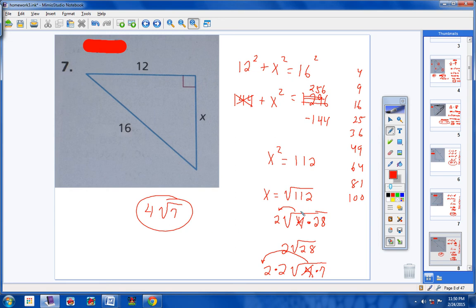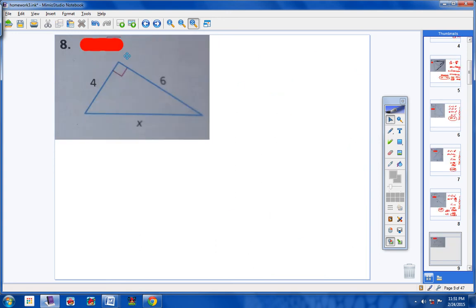Okay, now, way back here at the beginning, you could have said 16 goes into 112 7 times. And that would have been faster. 16 times 7 is 112. 16 is a perfect square. Cross it off and put a 4 on the outside. But either way, you get the correct answer, okay? Alright, so 4 square root of 7. Moving on to number 8.